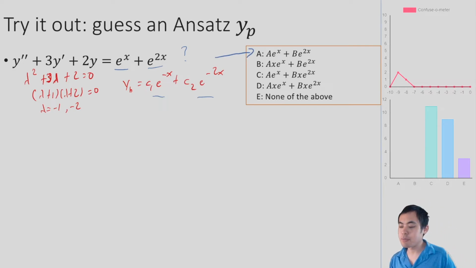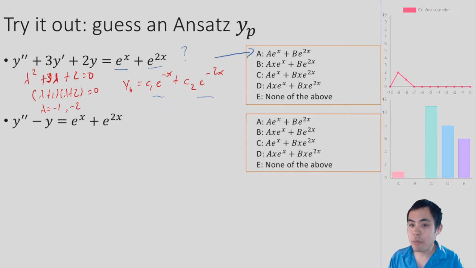A e to the x plus b e to the 2x. We don't have any matches between the particular solution ansatzes and the homogeneous solution guesses. And therefore the answer actually is A here. Let's try another one.